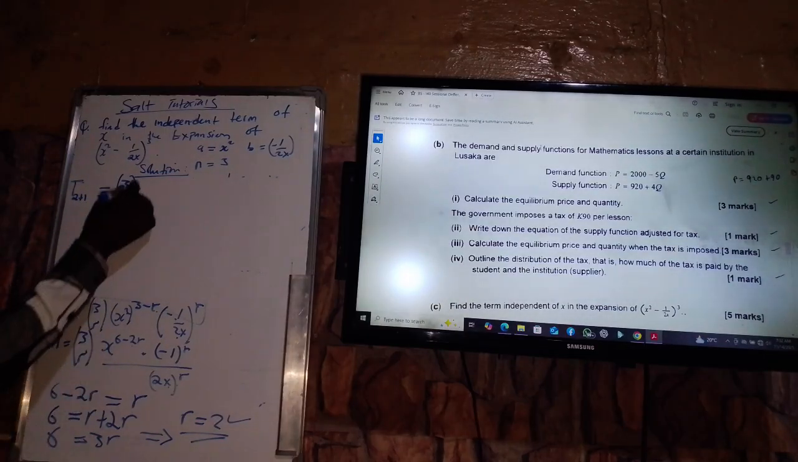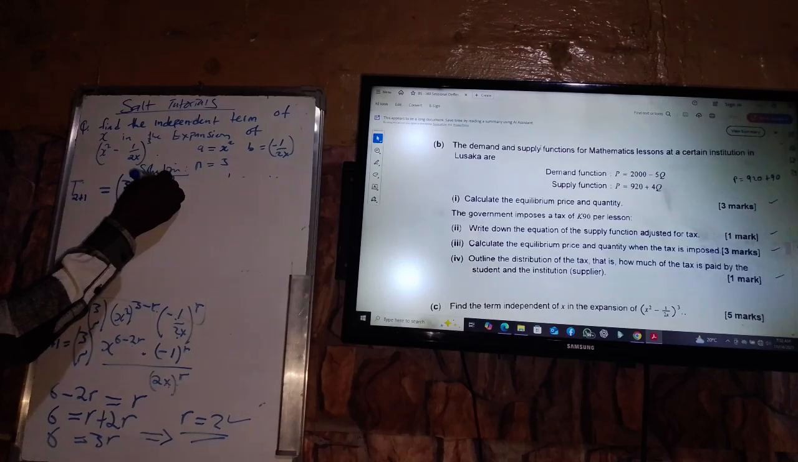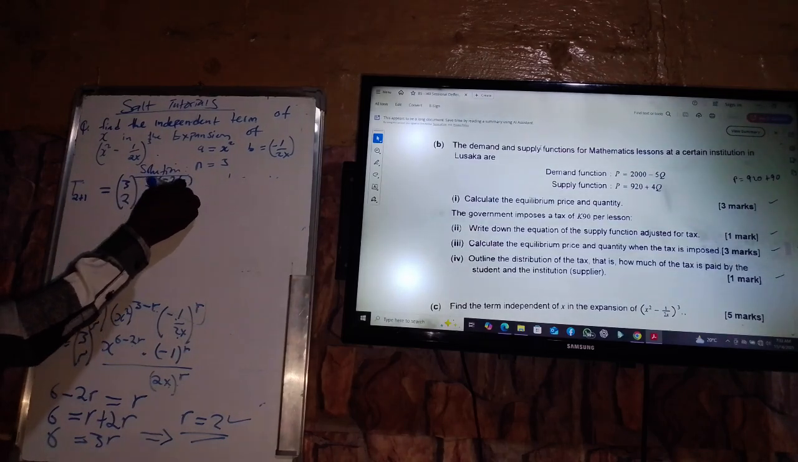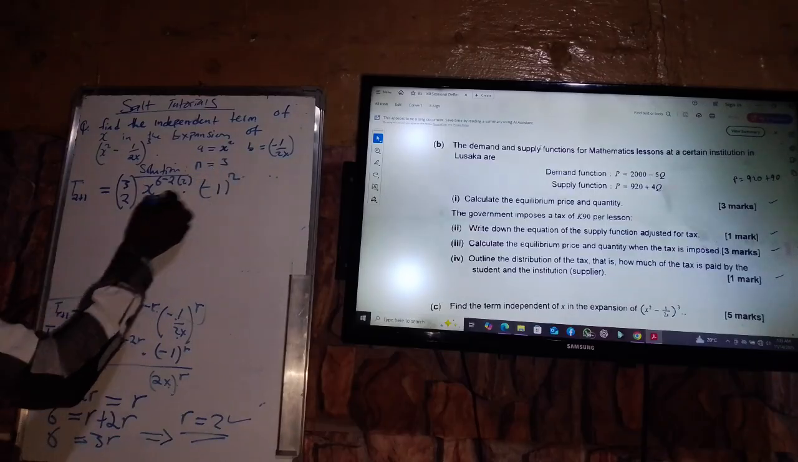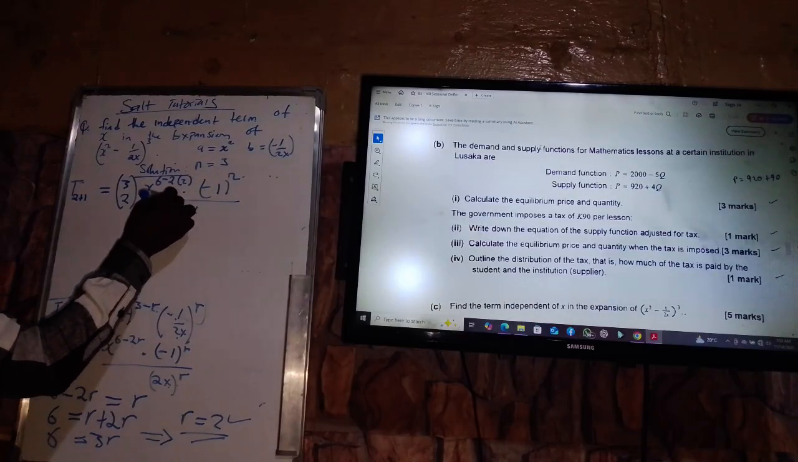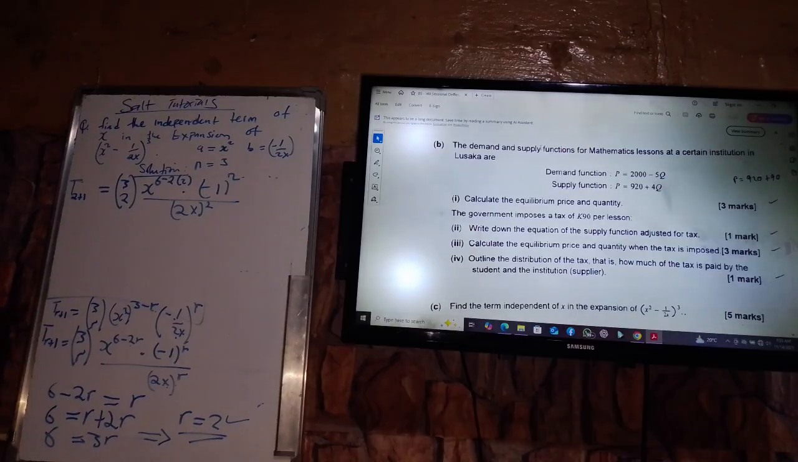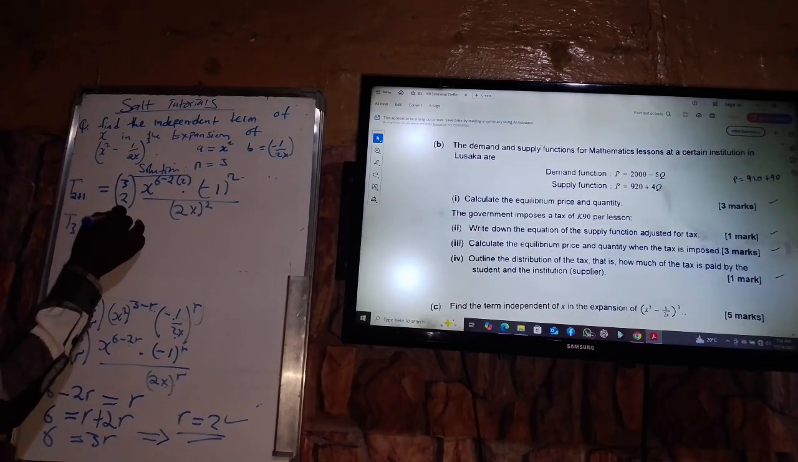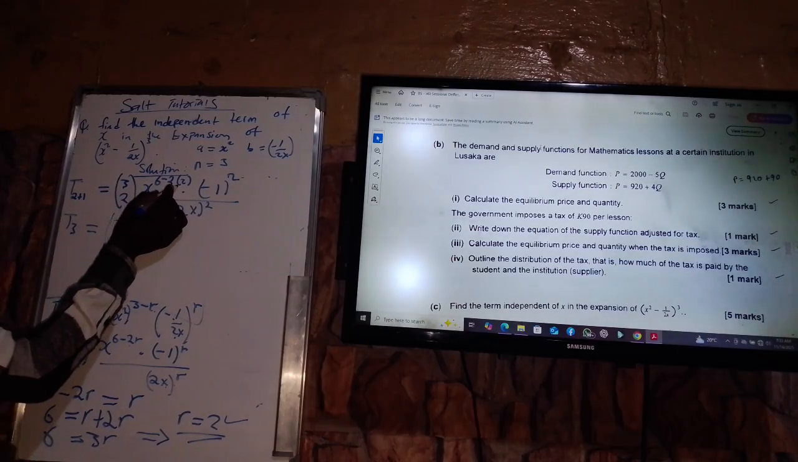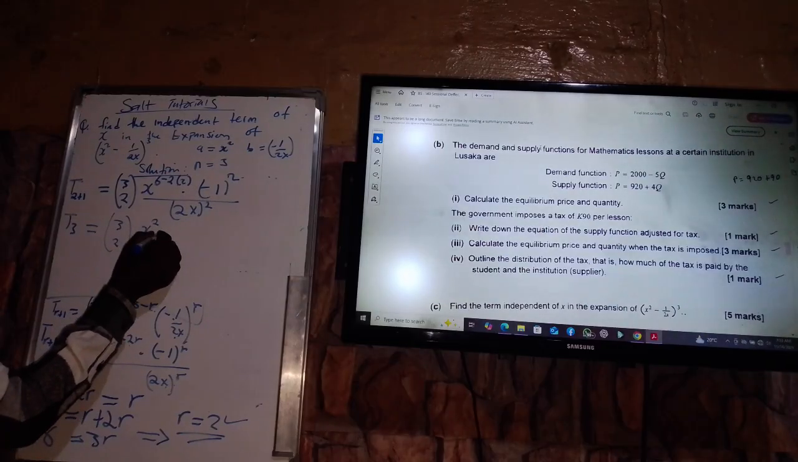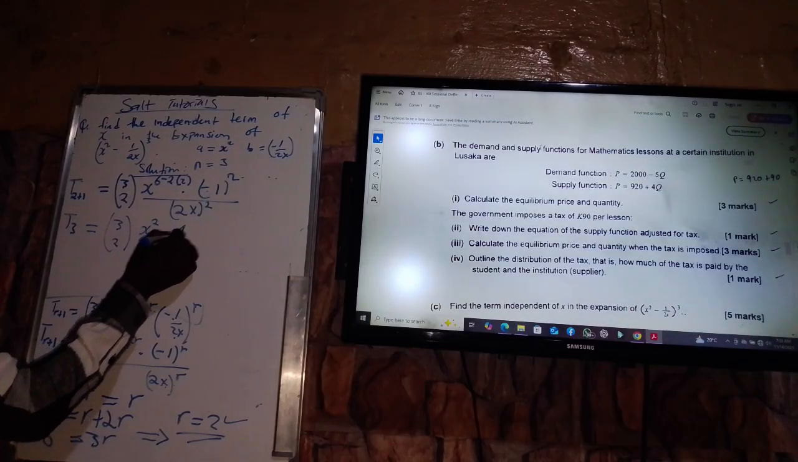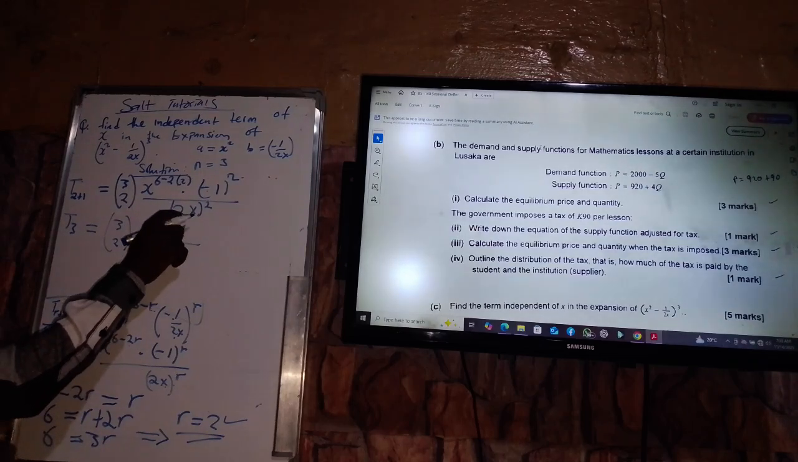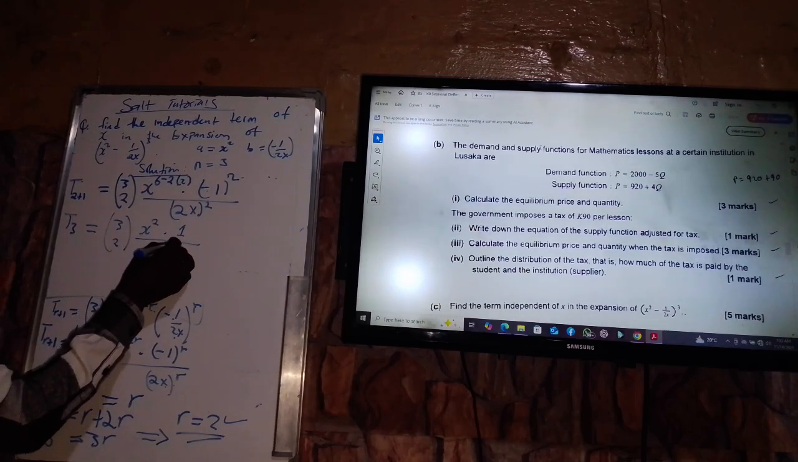And then we have x power 6 minus 2, open brackets 2, multiplied by negative 1 squared over 2x power 2. So this is basically a T3. It means my independent term is on the third term, equals 3 combination 2, x to the power 6 minus 4, squared, multiplied by negative 1 squared which is 1, over 4x squared.